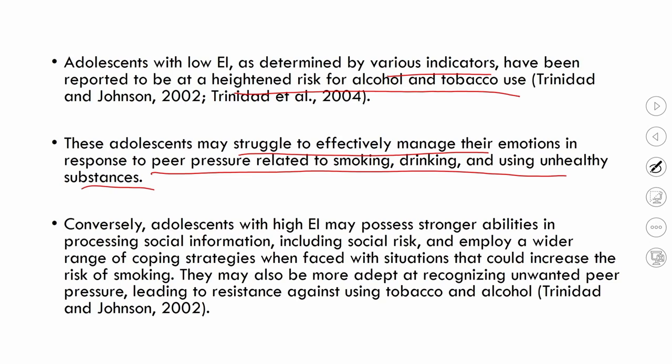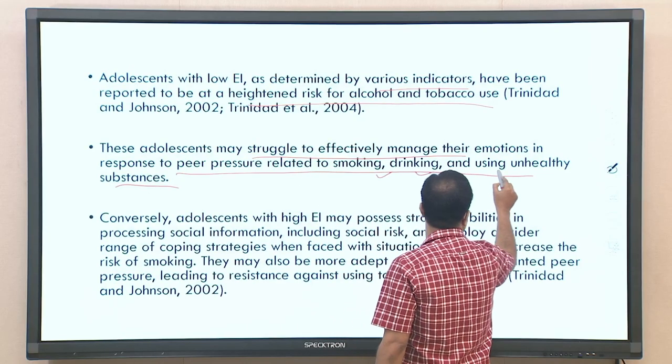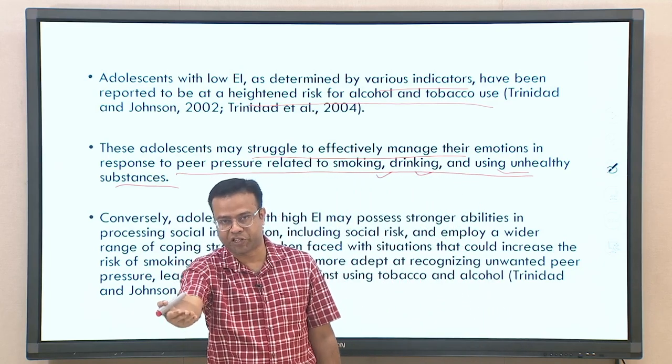So these are all connected to low EI and certain behaviors which could be connected to health. They are also less effectively able to manage their emotions in the context of peer pressure related to smoking, drinking, and unhealthy substances. So they are more likely to succumb to those pressures.